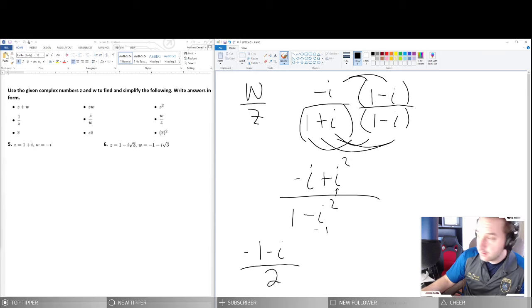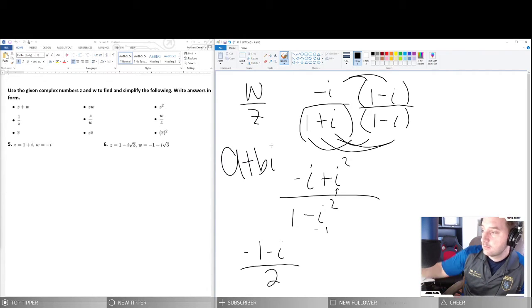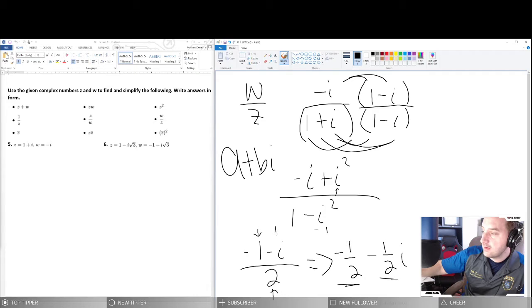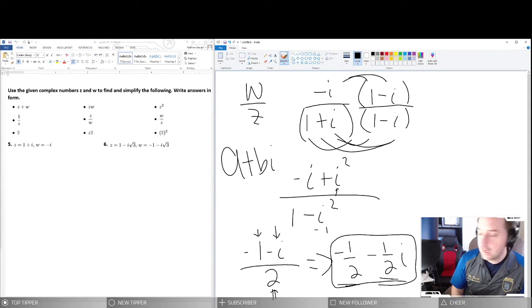Now it's proper for us to write it as a plus bi. So then this will get broken into that. And there's my a, and there's my b. So it'll be negative 1 over 2, and then negative i over 2, but there's a 1 in front of that i. It's 1i. So that's why I can write it as this. Negative 1/2 minus 1/2 i.